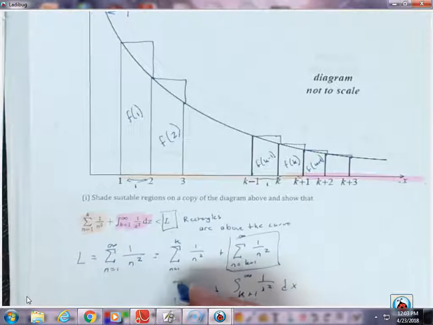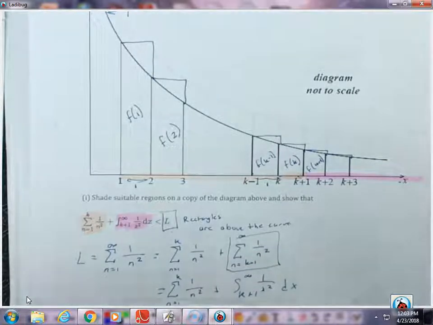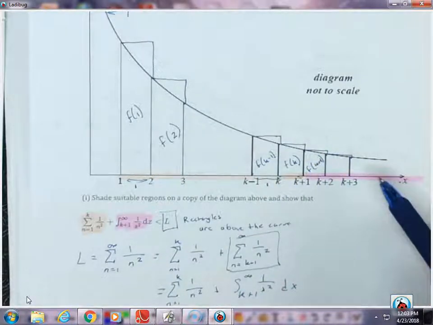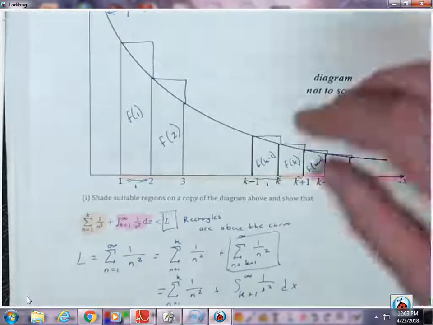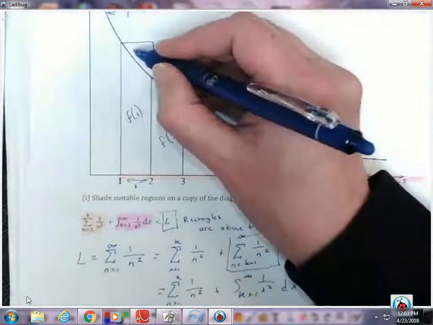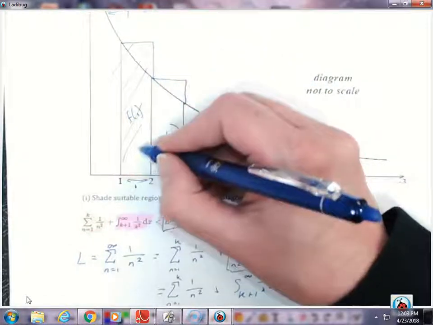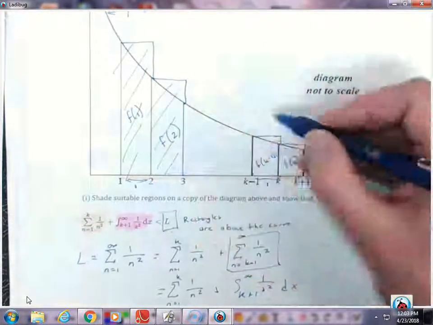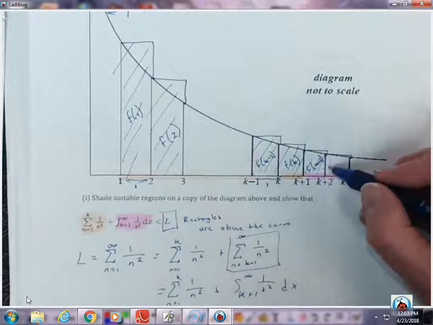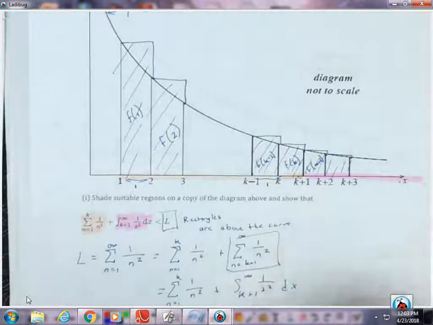And this part is just the actual function. And so that's what we've done. That's what we've shown by drawing in our rectangles and showing the different areas there. As far as shading in, what you could shade in is the actual rectangles themselves, because that's what you're trying to find. That's what is representing your infinite sum.